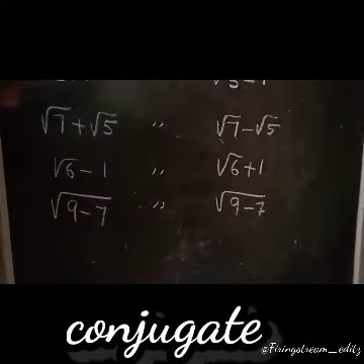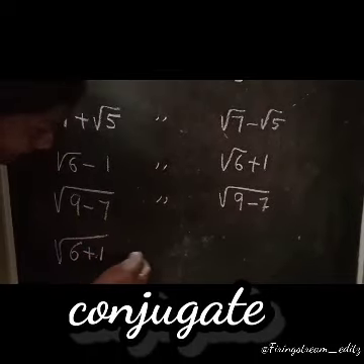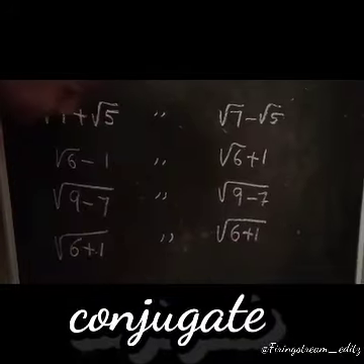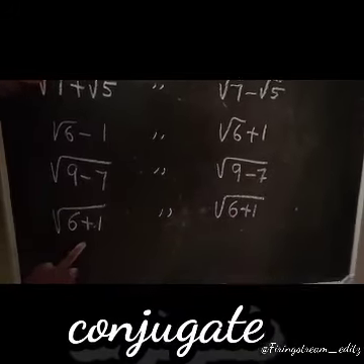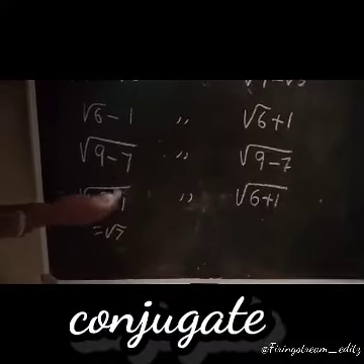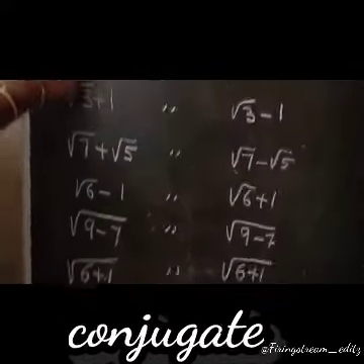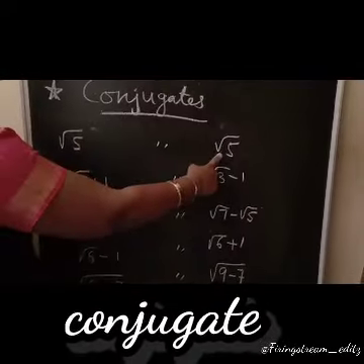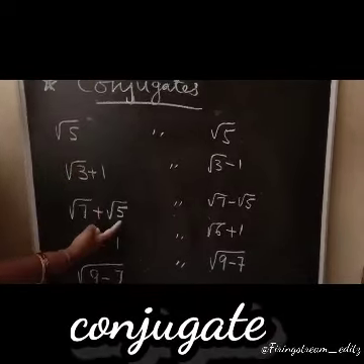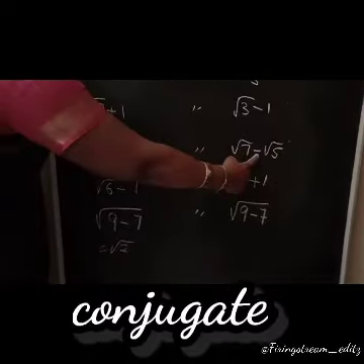Next example, square root of 6 plus 1. The conjugate is square root of 6 plus 1 only. Because 6 plus 1 is square root of 7. The same number we have here. So same number means the conjugate is same number only. When we have like this separate number, square root of number and square root of number, when we have like this separately, that time only you have to change the sign.